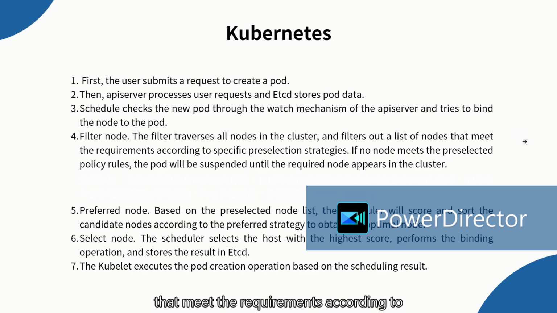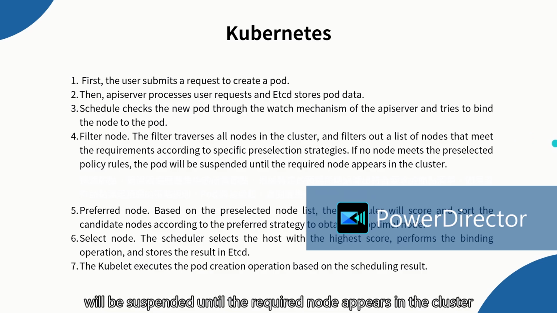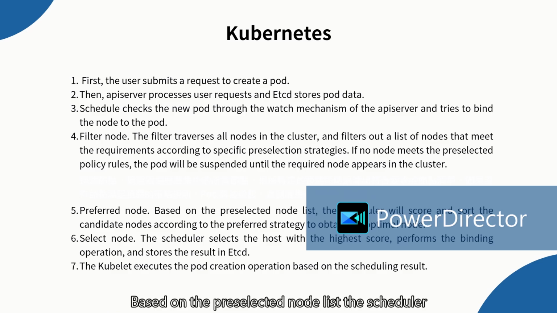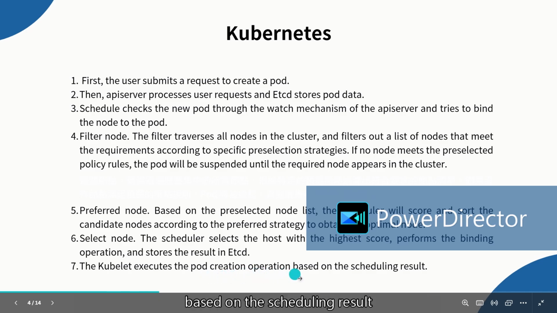nodes that meet the requirements according to specific pre-selection strategies. If no node meets the pre-selection policy rules, the pod will be suspended until the required node appears in the cluster. Based on the preselected node list, the scheduler will score and sort the candidate nodes according to the preferred strategy. To obtain the optimal node, the scheduler then selects the host with the highest score, performs the binding operation, and stores the result in etcd. Finally, the kubelet executes the pod creation operation based on the scheduling result.